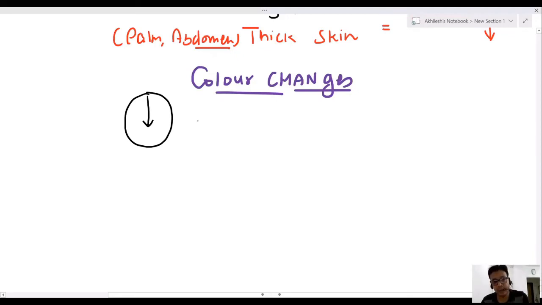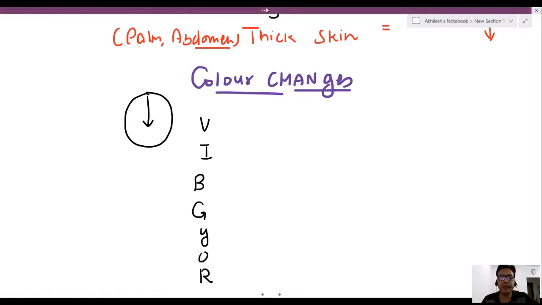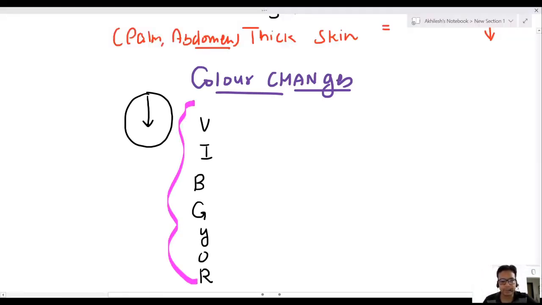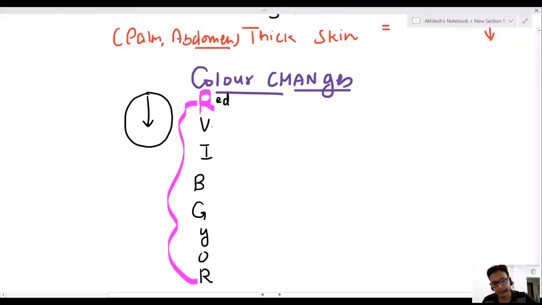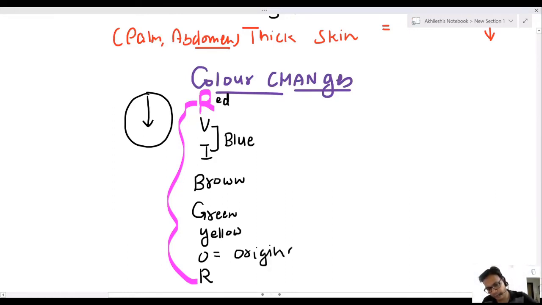Now, sir, what are the color changes and how do you remember? You just write down VIBGYOR. But what you need to do, sir, is put R on the top. First is red color, violet plus indigo become blue, then brown, green, yellow. And O is not orange, my dear friend. O is for original color.